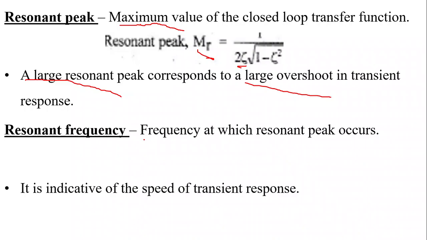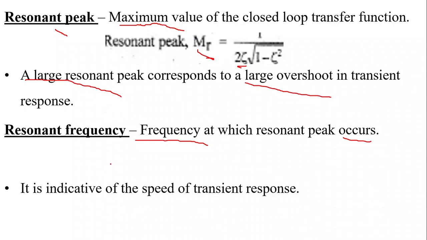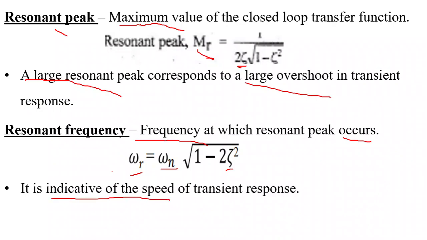The next one is resonant frequency. The resonant frequency is the frequency at which the resonant peak occurs. The formula for resonant frequency is omega r equal to omega n into square root of 1 minus 2 zeta square. Here omega r is our resonant frequency, omega n is our natural frequency, and zeta, as we already know, is our damping ratio. The resonant frequency is indicative of the speed of the transient response.